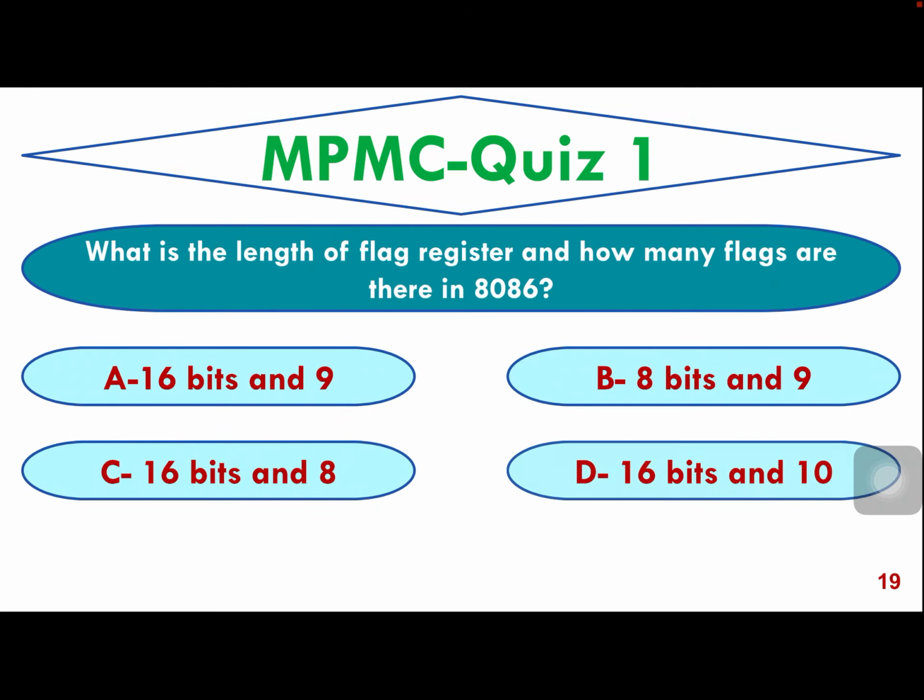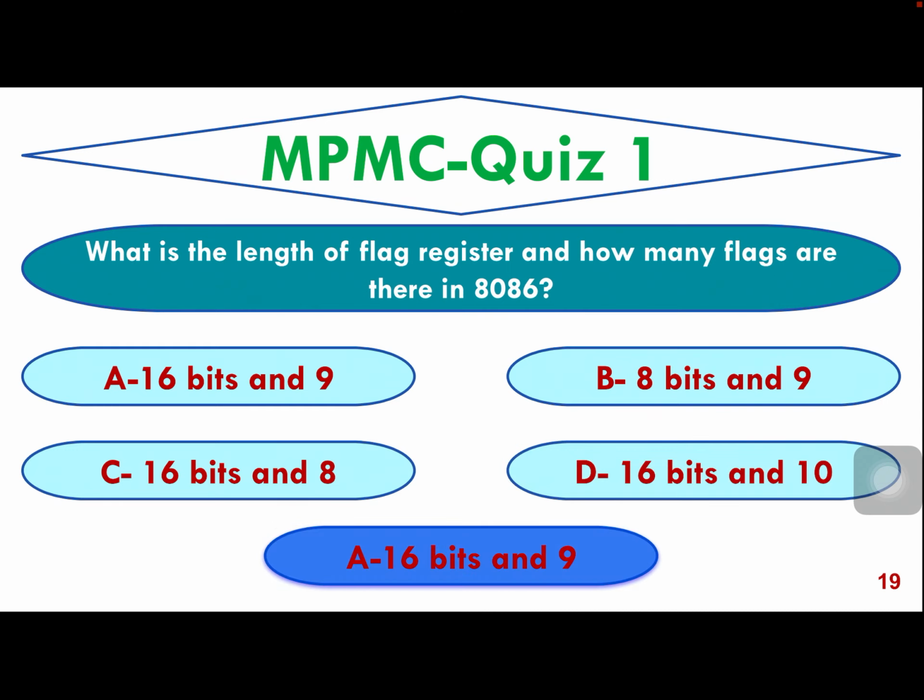What is the length of flag register and how many flags are there in 8086? So the length of the flag register is 16 bits, and out of those 16, we know that only 9 are effectively used. So the correct option is A, 16 bits and 9 flags.